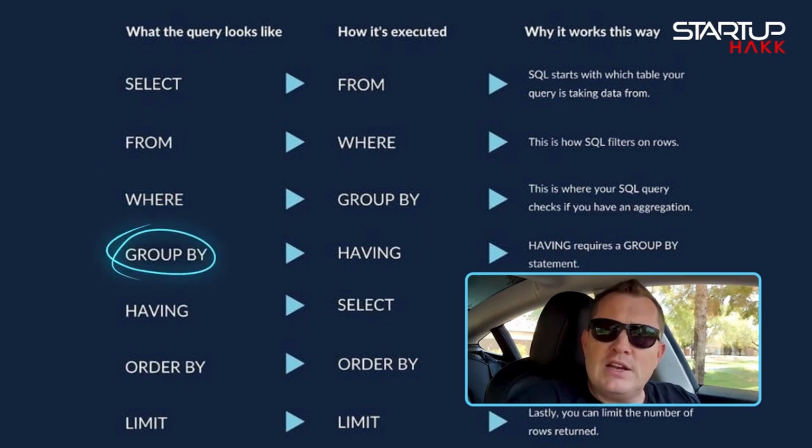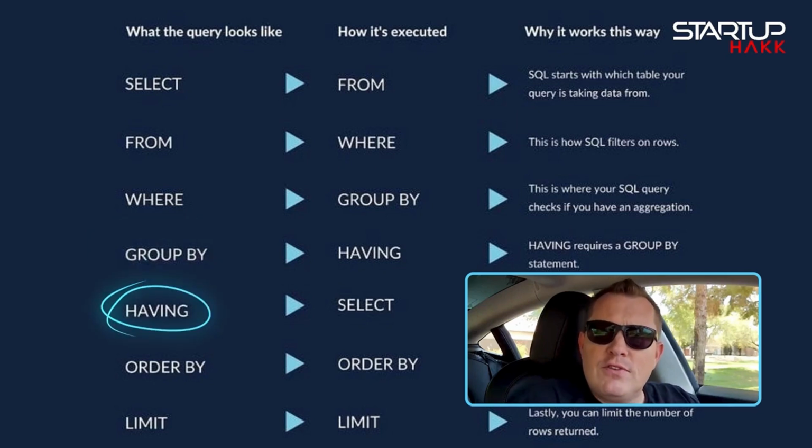Group by. If aggregation is required, the group by clause is used to group rows with similar values in specified columns. This step is often used in conjunction with aggregation functions like count, sum, average, etc. to perform calculations on grouped data.